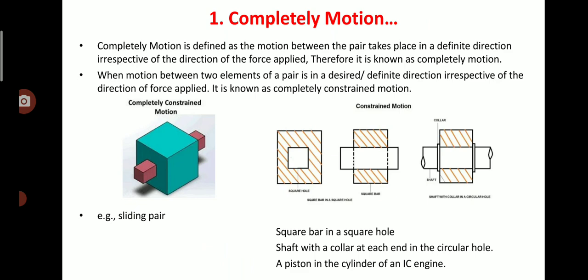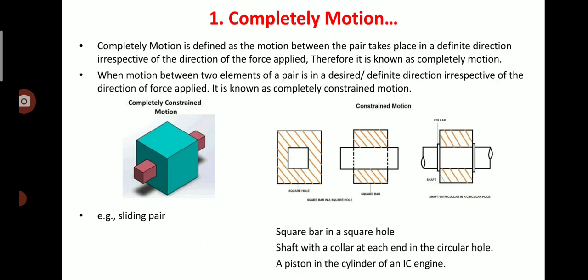Let us understand completely constrained motion. Completely constrained motion is defined as the motion between the pair that takes place in a definite direction irrespective of the direction of force applied. So irrespective of the direction of the force applied, the motion takes place in a definite direction. Therefore it is known as completely constrained motion. When motion between the two elements of the pair is in the desired or definite direction irrespective of the direction of the force applied, it is known as completely constrained motion. So the sliding pair that you will see has completely constrained motion.